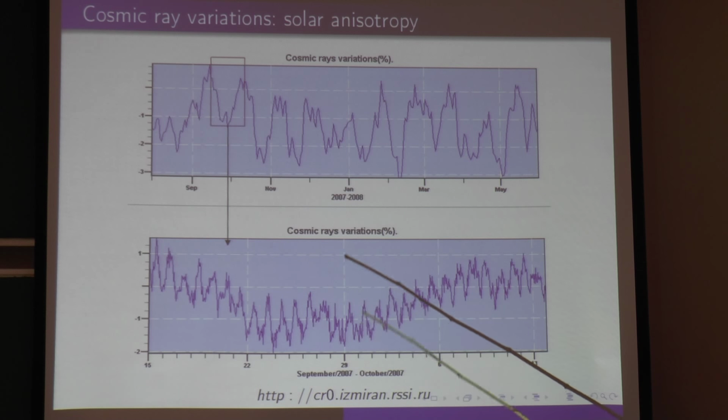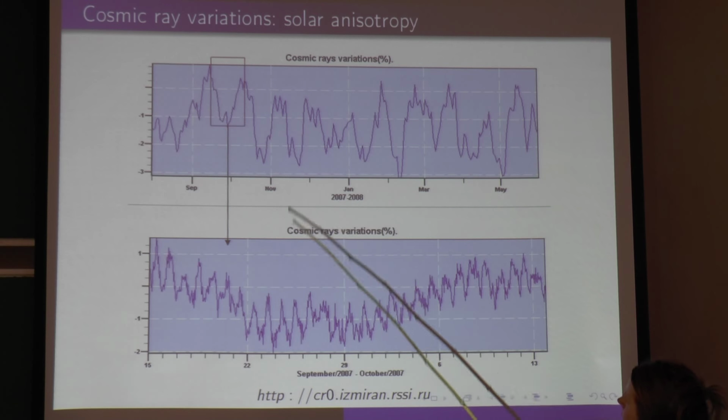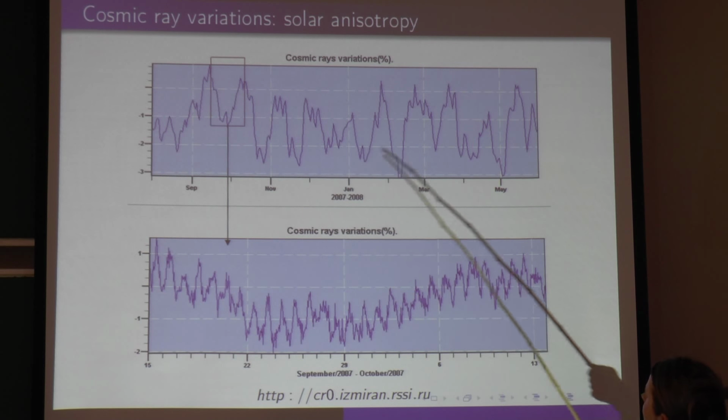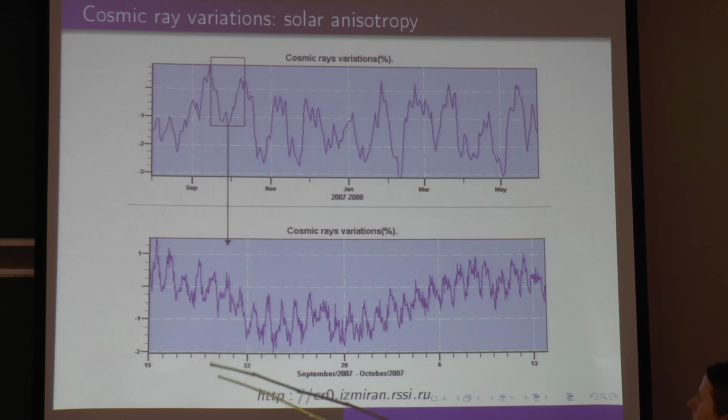If we look on the shortest time scale, this is about one month. I remind you that this is 27 days variation. In September-October 2007, we can see very clear 24 hours variation. We call it solar anisotropy. This variation is caused by the rotation of the Earth.